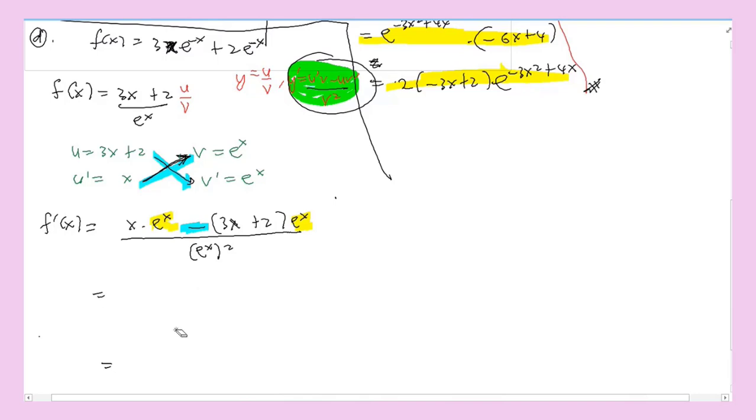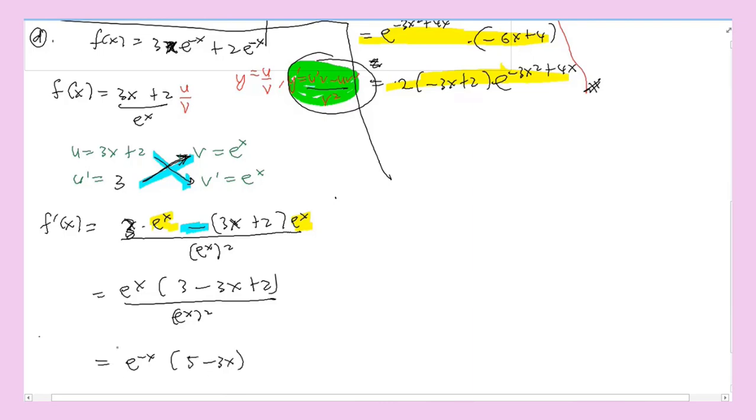Okay, so here, we erase this too. This is 3, and then this 3. So e power x times (3 minus 3x plus 2) over e power x squared, and then erase. Bring up, and this one is 5 minus 3x. Is that right? Okay, check the answer.